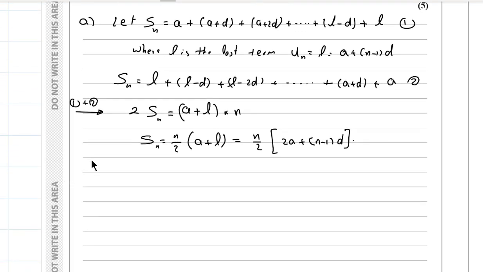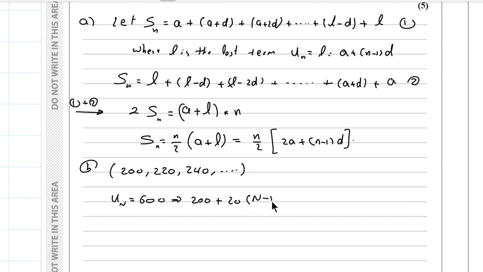To answer part B, we have the following sequence: 200, 220, 240, and so on. And then we have Un equal 600. Un is a, which is 200, plus d, which is 20, times (n minus 1), equals 600. So move 200 to the right-hand side: 600 minus 200 is 400, divided by 20, so n should be 21.